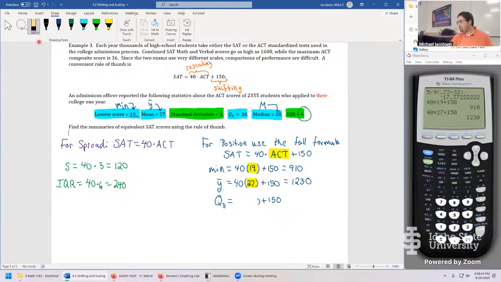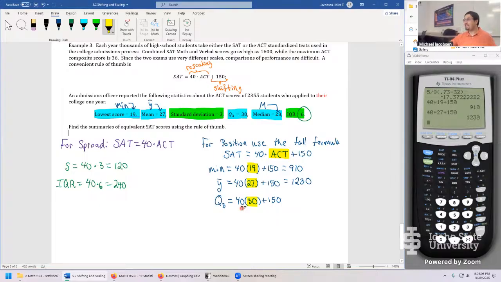Looks like I put my values in weird spots, actually. I think I just messed up that whole formula. Let me just start over from the top. It was supposed to be 40 times the old quartile 3 value, which is 30. So it should have looked like that. So that's a better value.